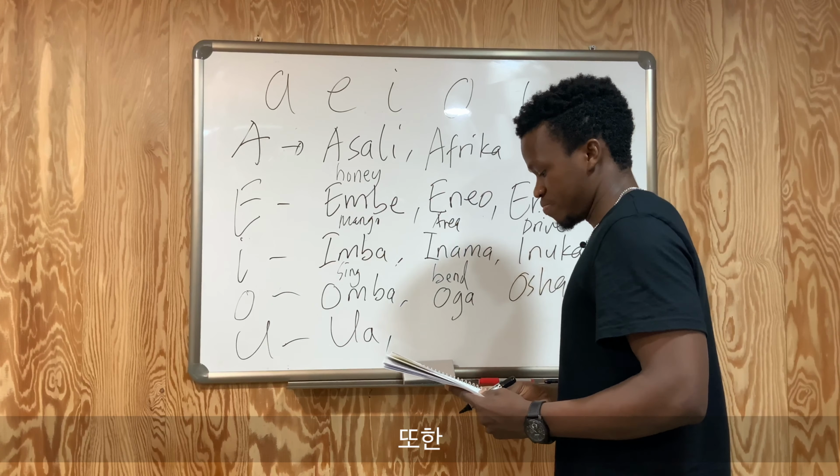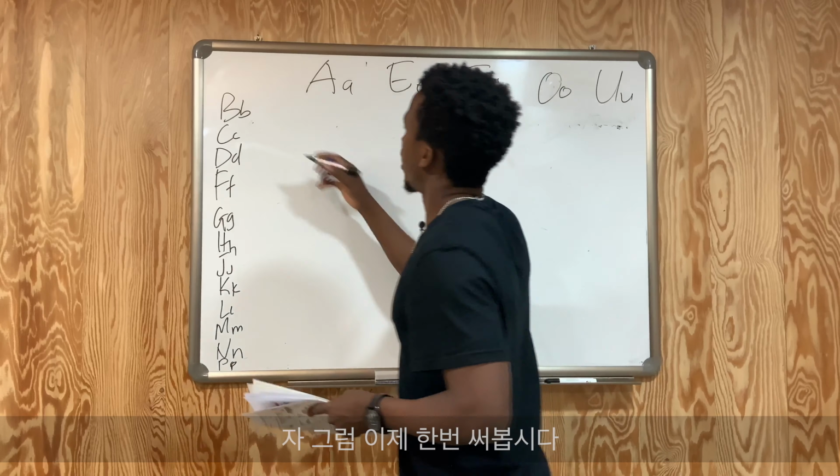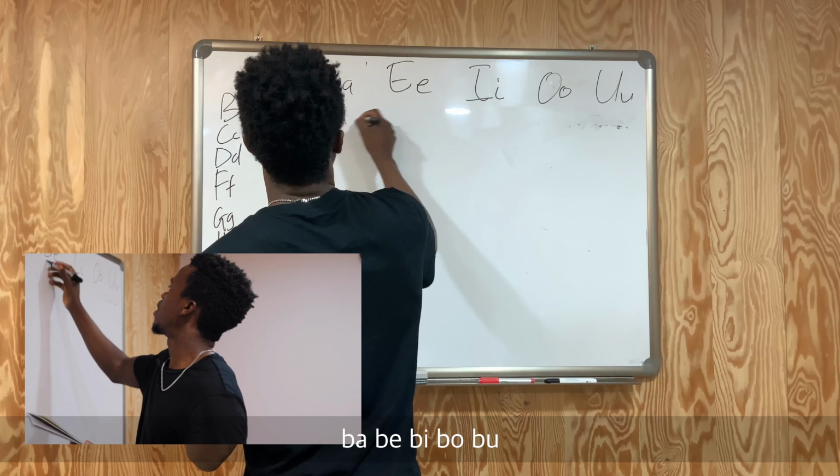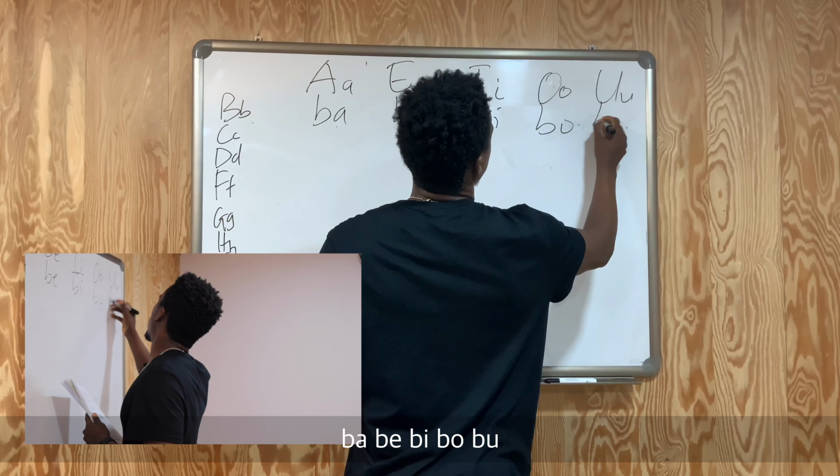Okay, and here B, C, D, F, G, H, J, K, L, M, N, P. Okay, my board is a little bit small, so I will delete and write the rest of the letters. And so we'll just try to write one. Ba, be, bi, bo, bu.